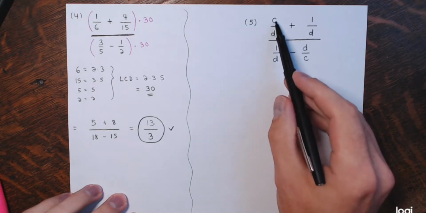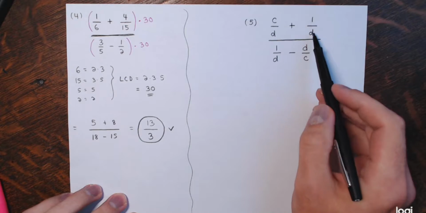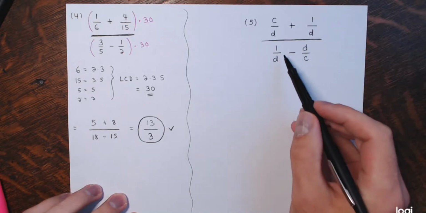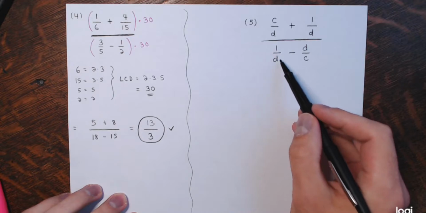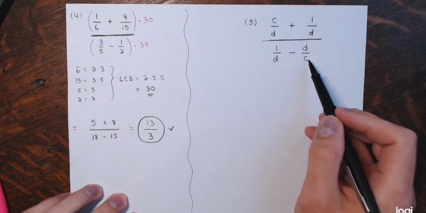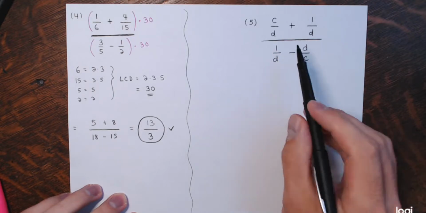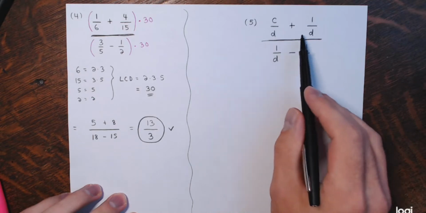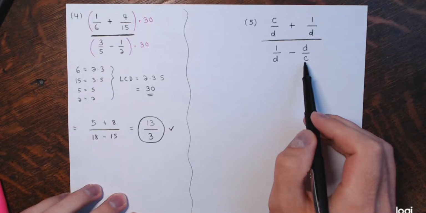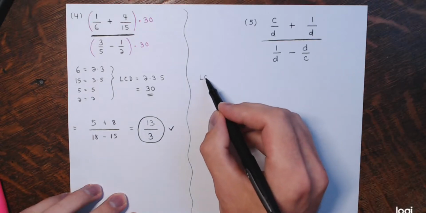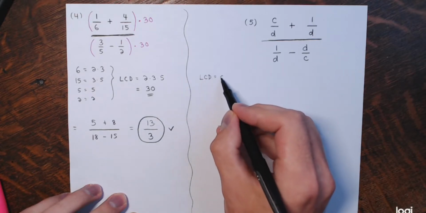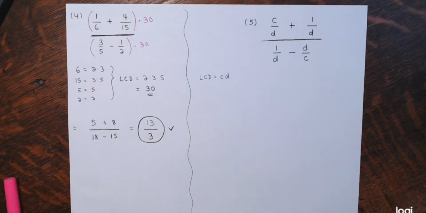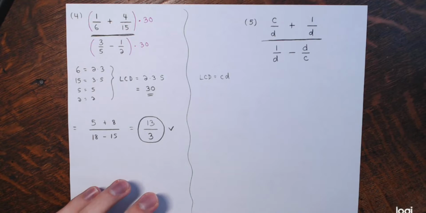The numerator is c over d plus 1 over d. You have the main bar here. And the denominator is 1 over d minus d over c. So the denominators are already completely factored. There's d, d, d, and c. So I'm hoping it's easy to see that the LCD is just c times d. Okay. Don't have to do too much with that.